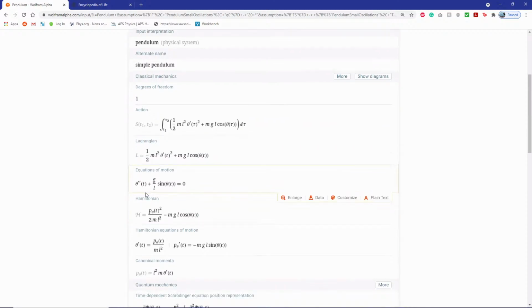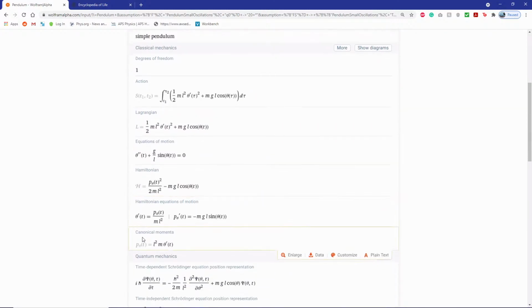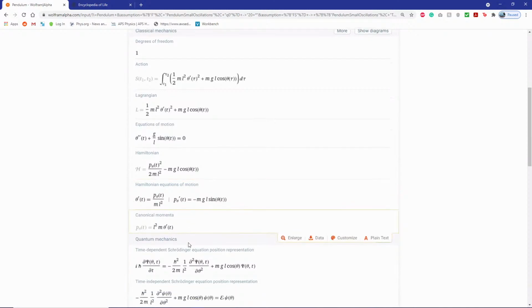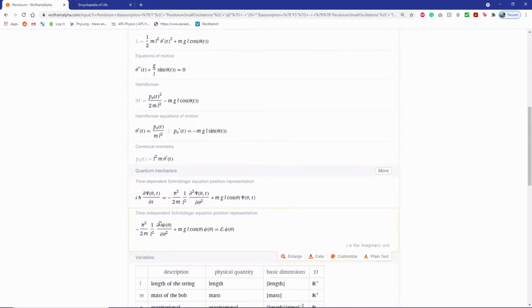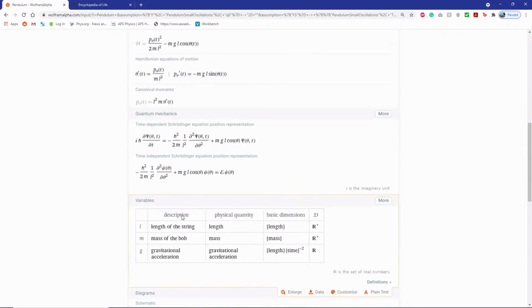And then they have the Hamiltonian of it. You can get Hamilton's equations of motion and its canonical momenta. And if you really want to, you can imply that your pendulum is a quantum harmonic oscillator, and you can get the time-dependent and the time-independent equations. I would recommend trying to solve the time-independent one, because the time-dependent one is very intensive. You can also look at the variables and their associated physical quantities.